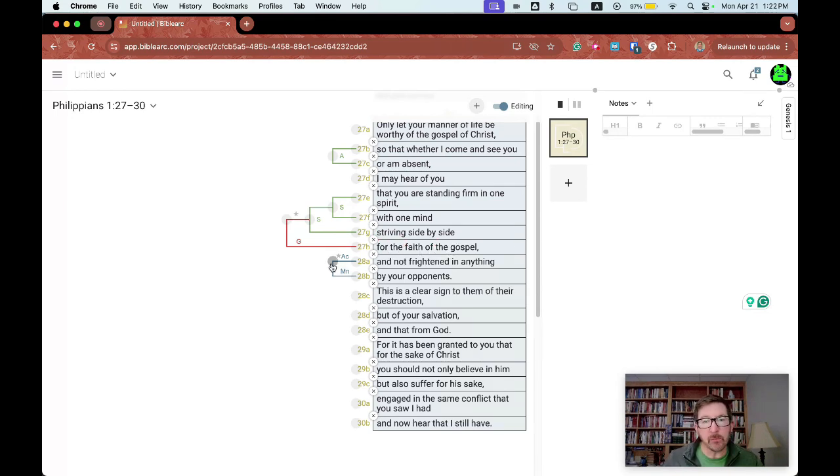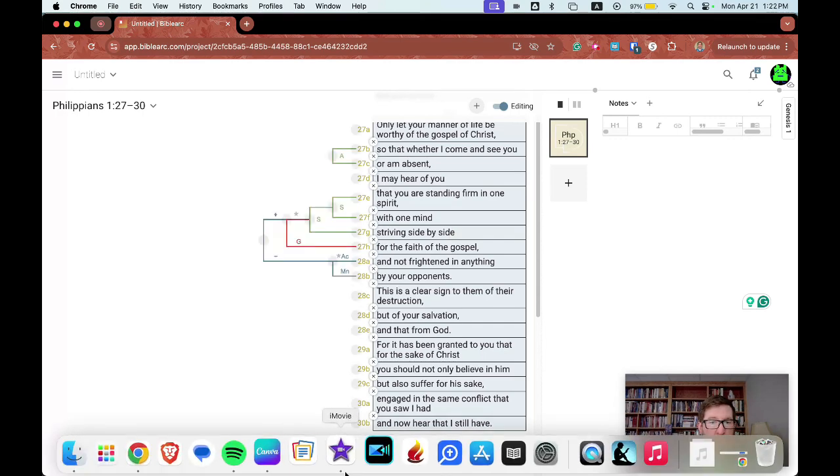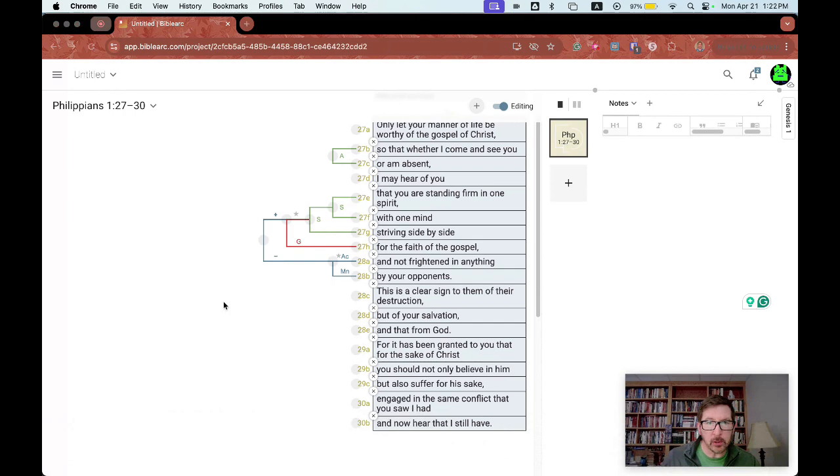Now, what's the negative part of that? The negative part of that is that they would not be afraid. So I'm going to put that as a negative positive. Well, actually, probably a positive negative. I'm going to flip these two because the positive is standing firm in unity and striving side by side. Now, striving, I'm going to pull up my Greek here in just a second so we can understand what he means by striving.